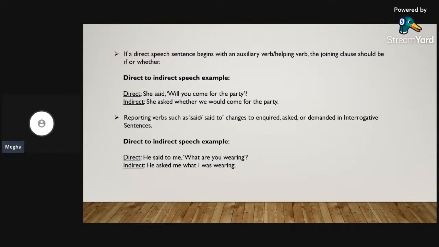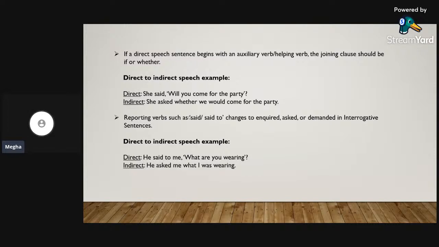See, for example, you can see in direct speech, she said, "Will you come for the party?" See, will is an auxiliary verb, correct? So in indirect speech, she asked whether we would come for the party. See how the statement itself changed here in indirect speech. So when the sentence in direct speech begins with an auxiliary verb, then you have to use whether or if in the indirect speech. That is one example for such a condition.